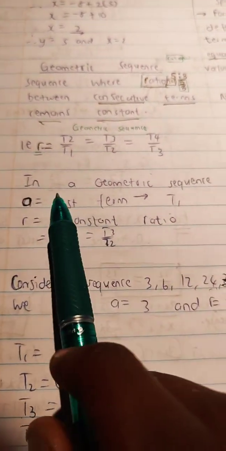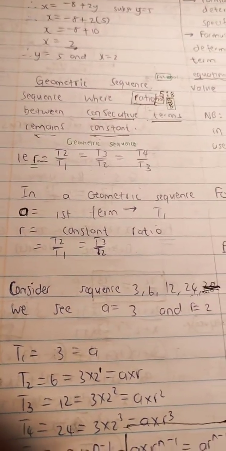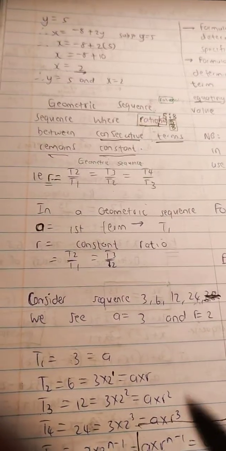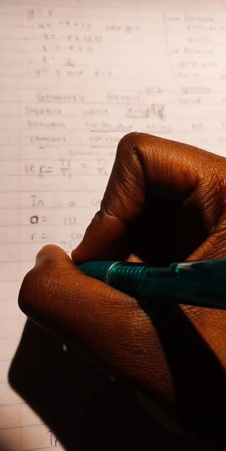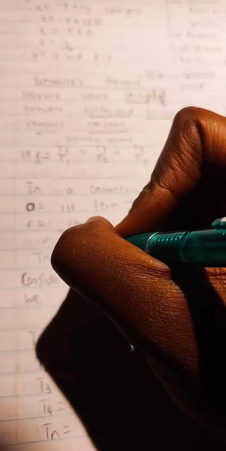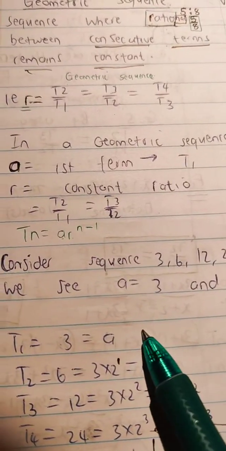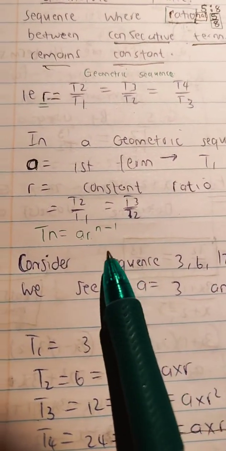Okay, now here we can go further. In a geometric sequence, we have the following as well. We have a general term, which is Tn is equal to AR to the power n minus 1. Okay, you can figure it out yourself.